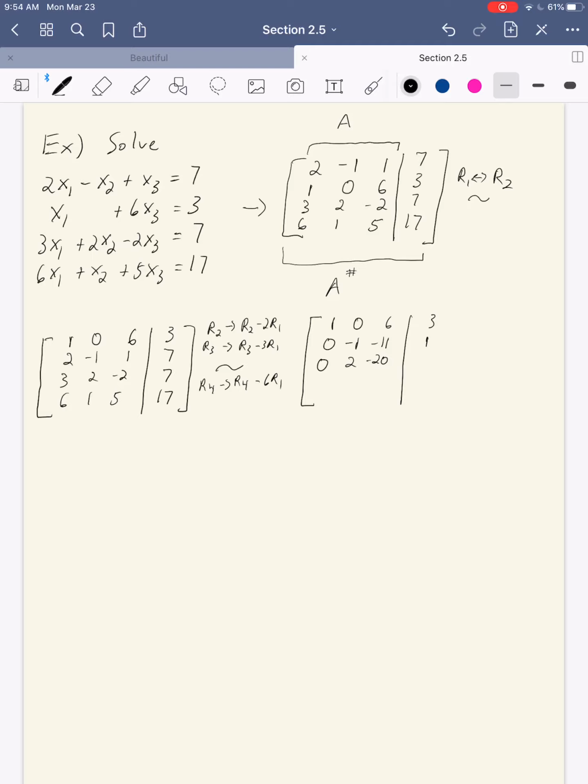And then 7, 7 minus 9. Yep, negative 2. All right. Going along pretty good so far. And then the last one, we get that 0 there, then 1, and then 5 minus, sounds like 36, so negative 31, and then 17 minus 18, so negative 1 there.